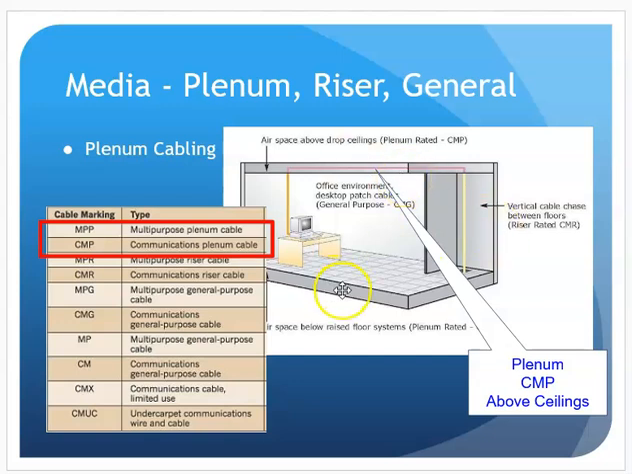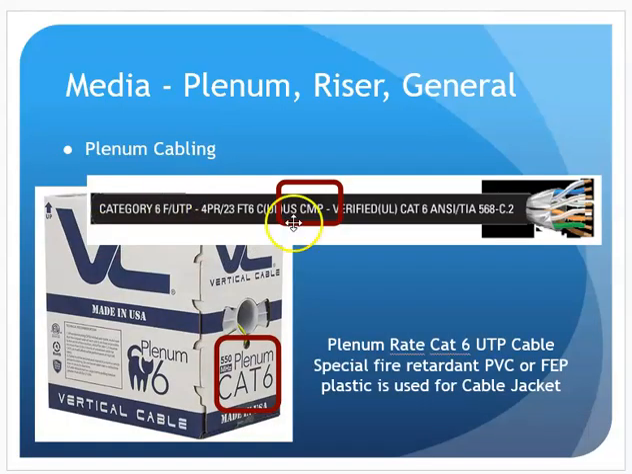So above a ceiling, below a floor, I'm usually needing your plenum rated cabling, Communication Multipurpose P for plenum. And again, that cabling is going to be more expensive, but if I need to install above a ceiling or below a floor, I would be looking at plenum rated cabling.